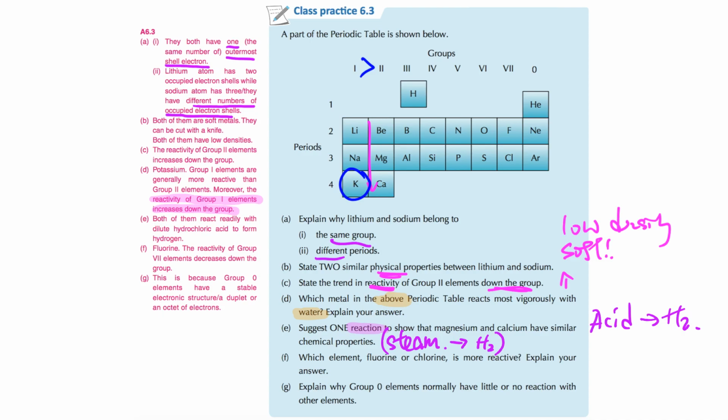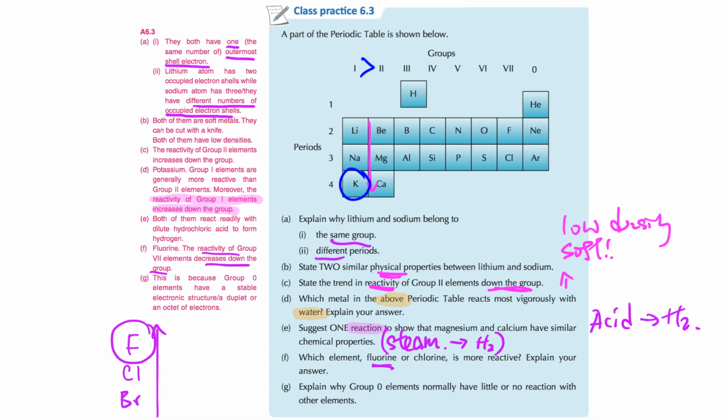Part F, which element, fluorine or chlorine, is more reactive? Remember the reactivity: fluorine, chlorine, and then bromine. Remember the reactivity decreases down the group. So when you go up, the element should be more reactive. So fluorine will be the one, and the statement will be reactivity decreases down the group.